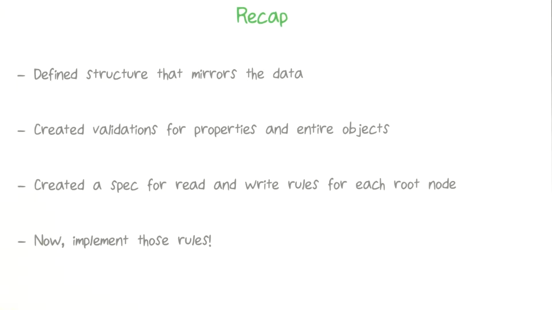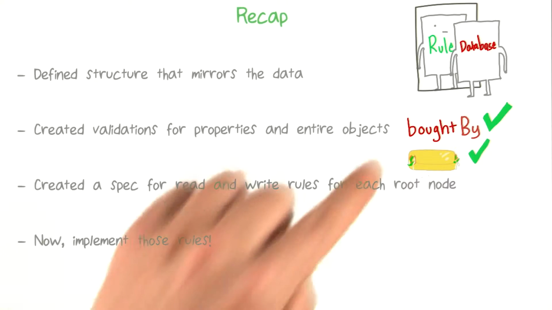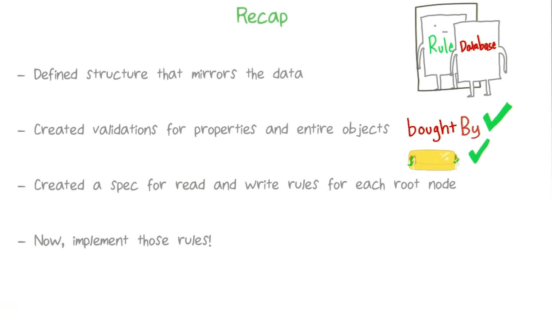You are doing awesome work. To recap, let's talk a little bit about what you've done. So the first thing that you did is you defined a rule structure that mirrors our actual database. Then, using that rule structure, you created validations for both properties and entire objects. Next, we figured out what kind of read and write rules you need for each root node, and that's all been laid out for you in a spec.